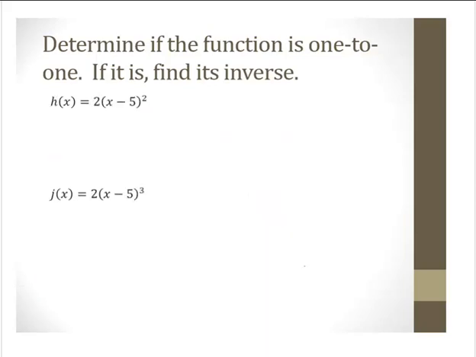All right, let's look at another one. h of x is 2 times the quantity x minus 5 squared. I recognize that as a transformation of the basic quadratic function, shifted 5 right, opening up, just a different scale factor, so I get a parabola opening up. Using the horizontal line test, this is not one-to-one, so we will not try to determine its inverse at this point.